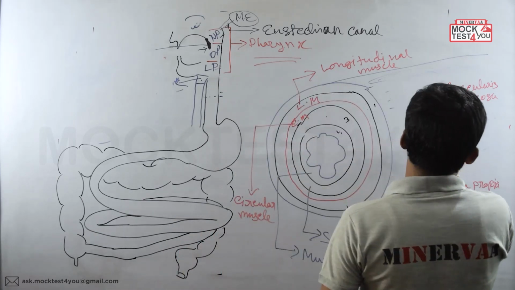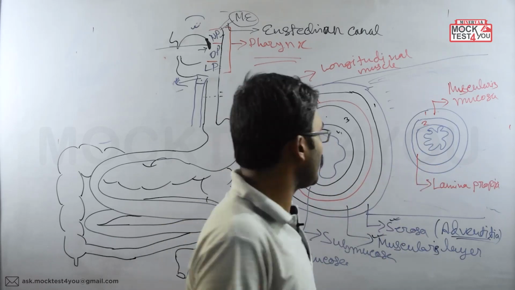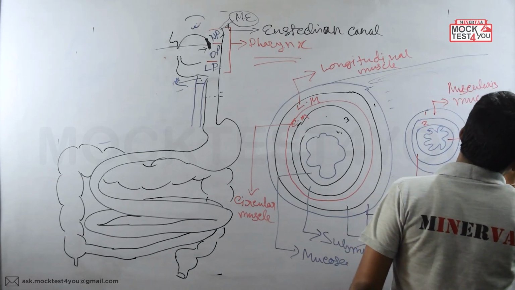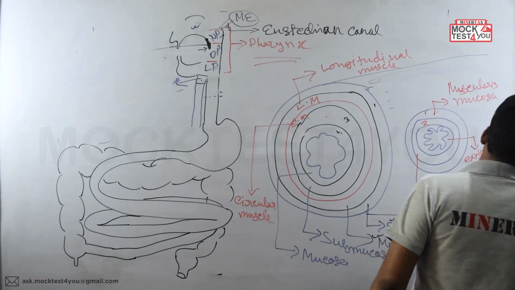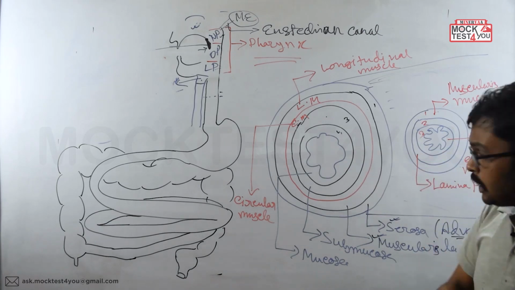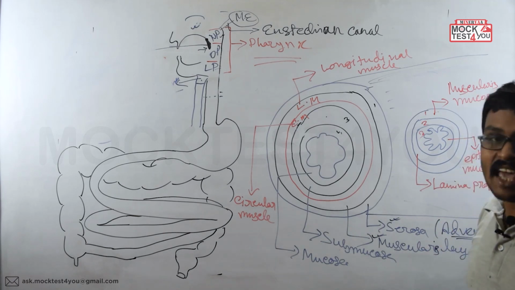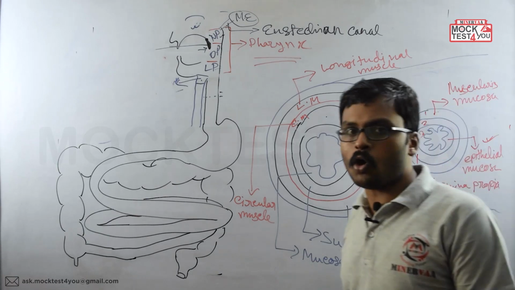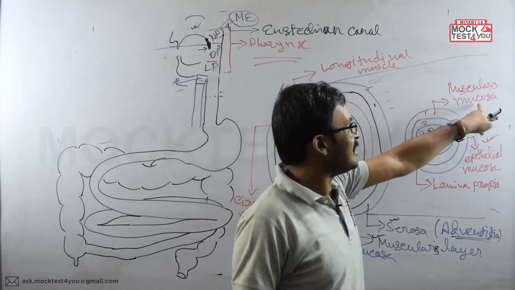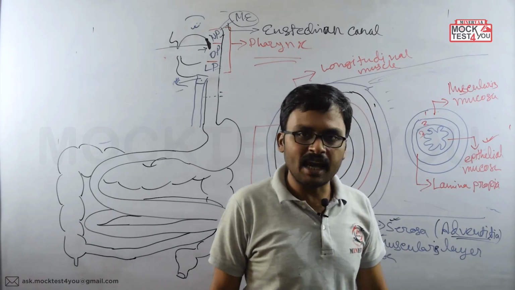And now the innermost layer is the epithelial mucosa layer. This innermost third one is made of epithelial cells, and that's why it is epithelial mucosa. So we have got three layers of the mucosa from outside to inside: first the muscularis mucosa, second the lamina propria, and third the epithelial mucosa.